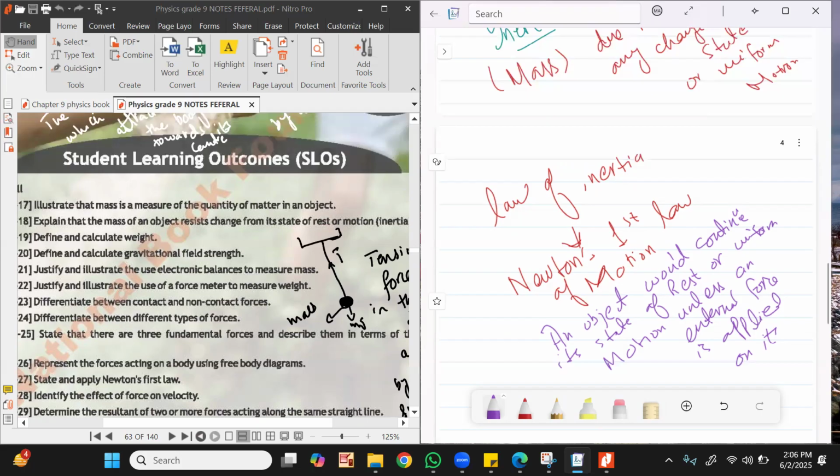Inertia also told us that a body resists any change in its state. For example, if I am sitting in a car and suddenly the brake is applied, what would happen to us? We would go forward.